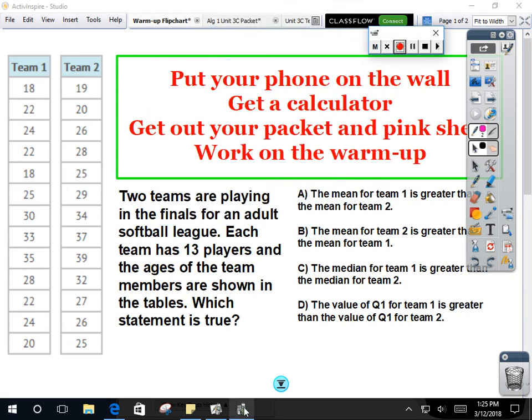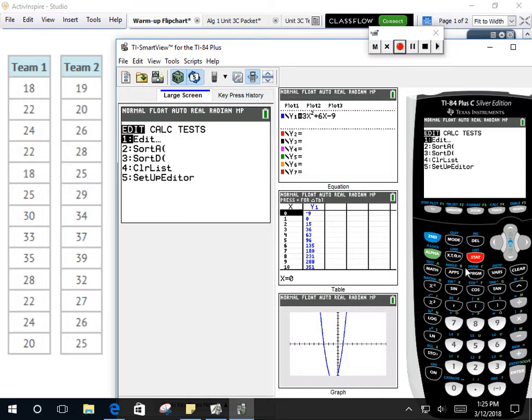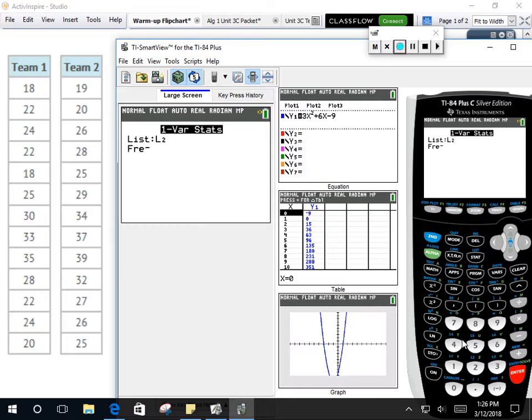Okay, so once you have all of this data typed in your list, L1 is where Team 1 state is, L2 is where Team 2 state is, you go back to Stat and press it, but this time we want to calculate. So go over to Calc, and then this is one variable statistics, because the only variable in this scenario is the age of the team member, right? So we're only dealing with one variable, so hit Enter.